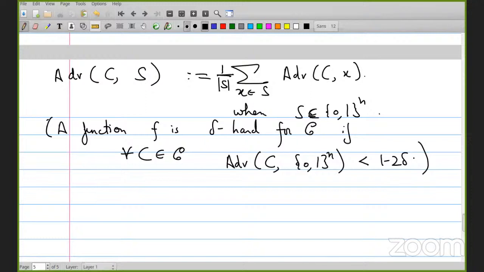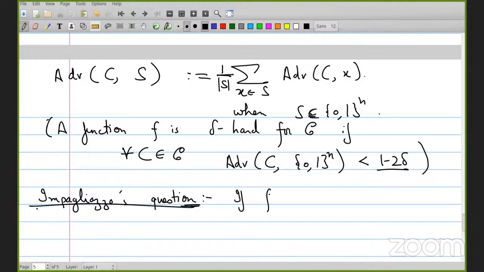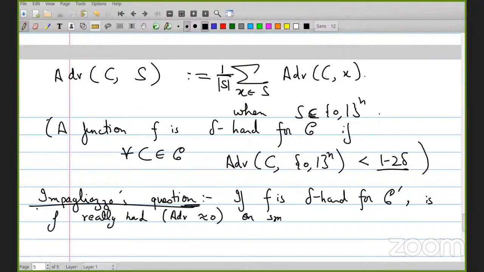So the question that was asked is, suppose a function is delta hard like this, can you find small sets for which the function is really, really hard, in the sense that the advantage is close to zero? So if F is delta hard for C prime, is it really hard, with advantage close to zero, on small sets? Not for the full set, but on small sets, for perhaps some slightly smaller class.